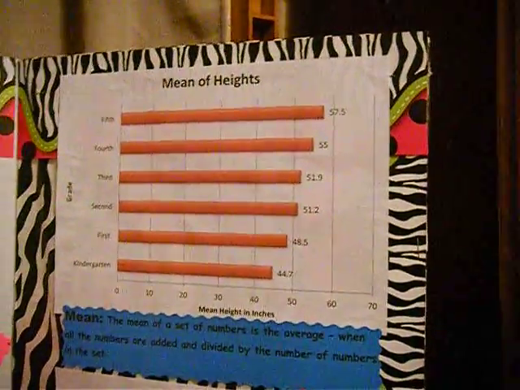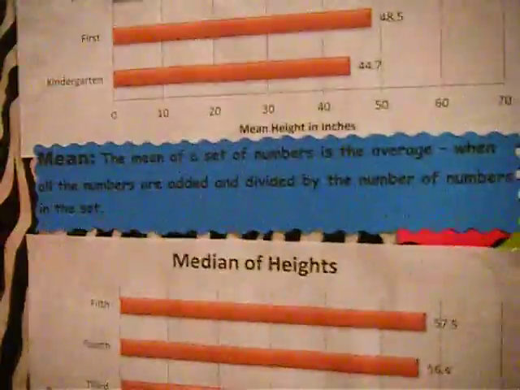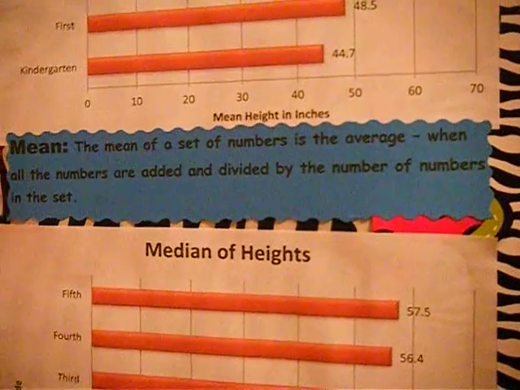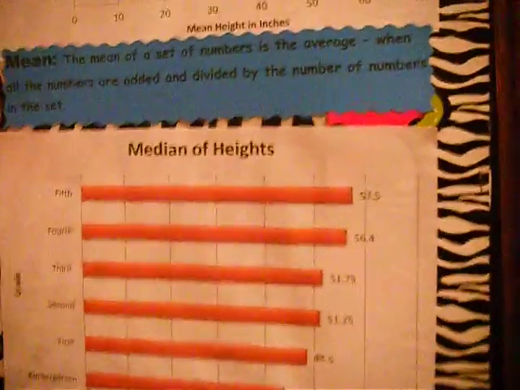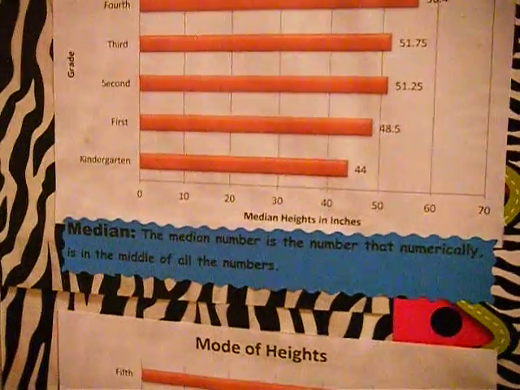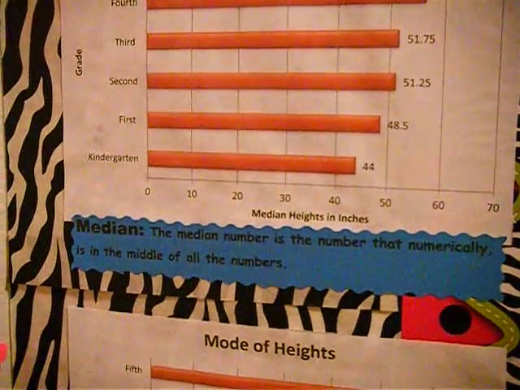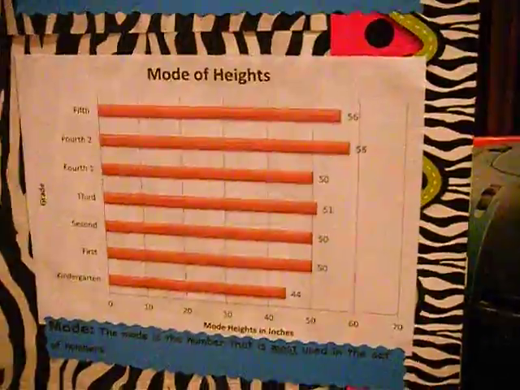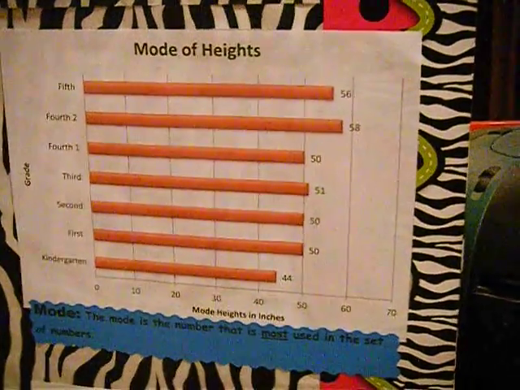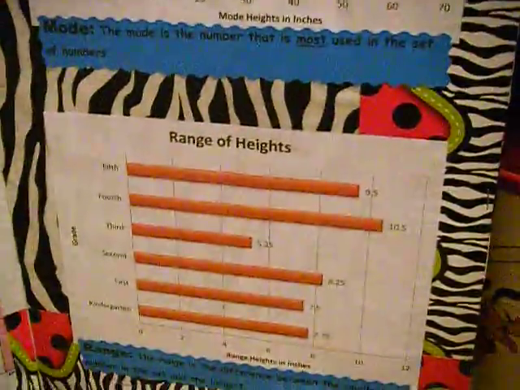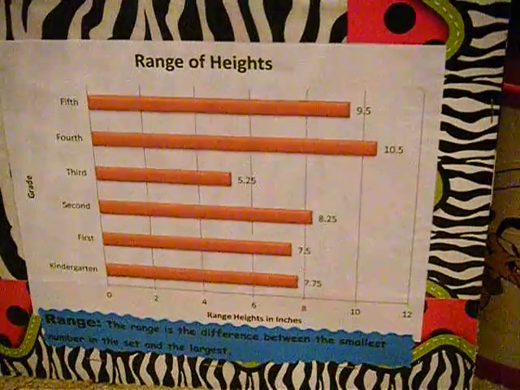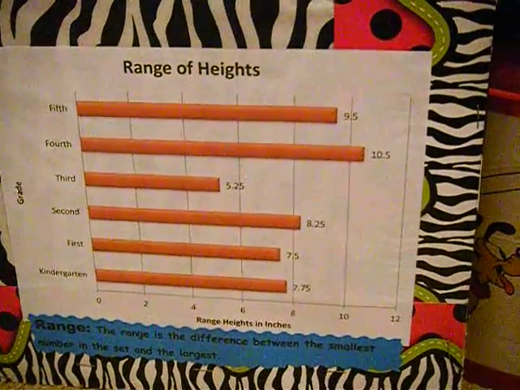And then also I put my graphs over to the side, the mean of the heights, and I gave the definition of mean. The mean of a set of numbers is the average when all numbers are added and divided by the number of numbers in the set. The median is the number that numerically is the middle of all the numbers. The mode is the number that is most used in the set of numbers. And then we have the range of the heights. The range is the difference between the smallest number in the set and the largest.